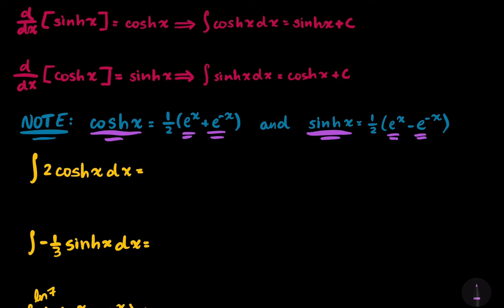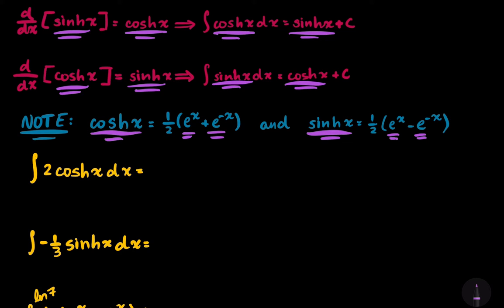These two functions have a very nice property where the derivative of sinh(x) is just cosh(x), and the derivative of cosh(x) is just sinh(x). As a result, when we're taking the integral, we can quickly determine that the integral of cosh(x) dx is equal to sinh(x) + c, and the integral of sinh(x) dx is equal to cosh(x) + c. We're just going to go ahead and quickly apply these.